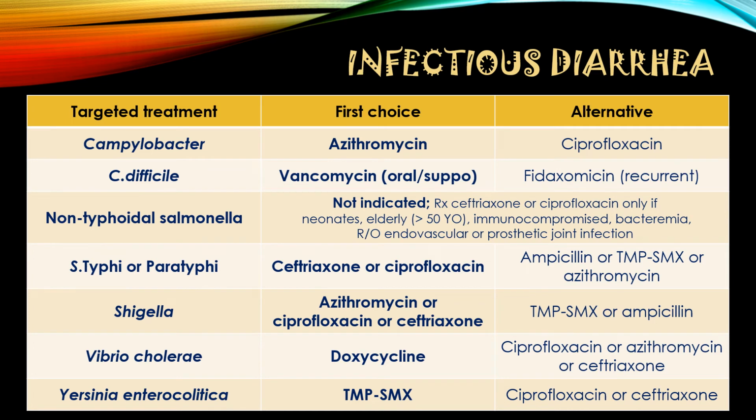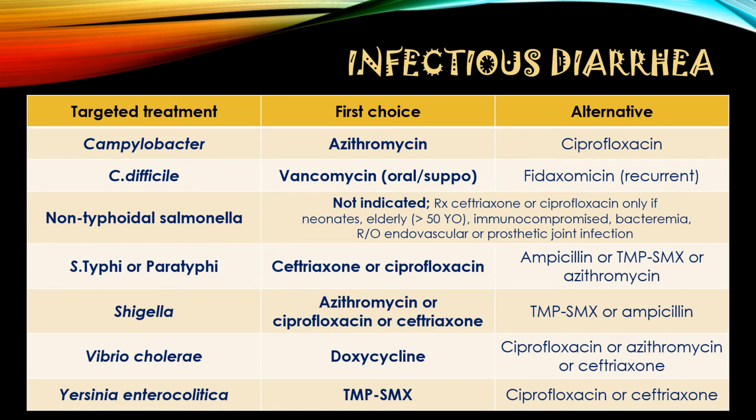So this is the summary of the first choice treatment, or when you know the definite pathogen, what we call the targeted treatment. For Campylobacter, you can use azithromycin. C. difficile, you use vancomycin. Non-typhoidal salmonella, as I told you, is not indicated in general.